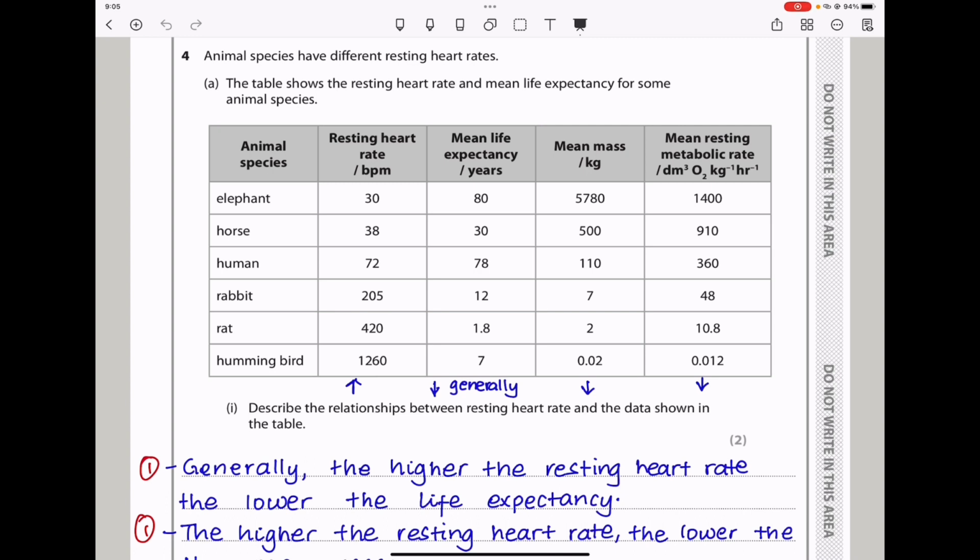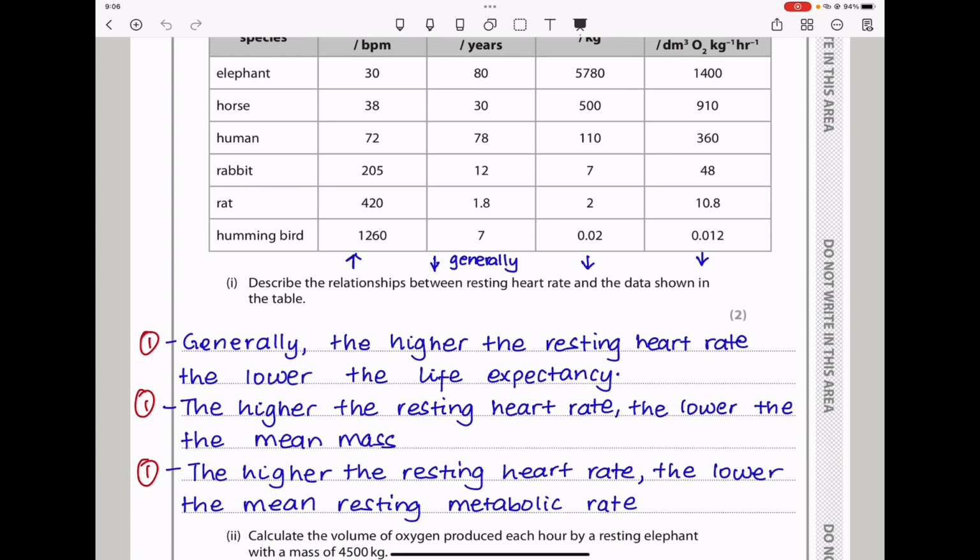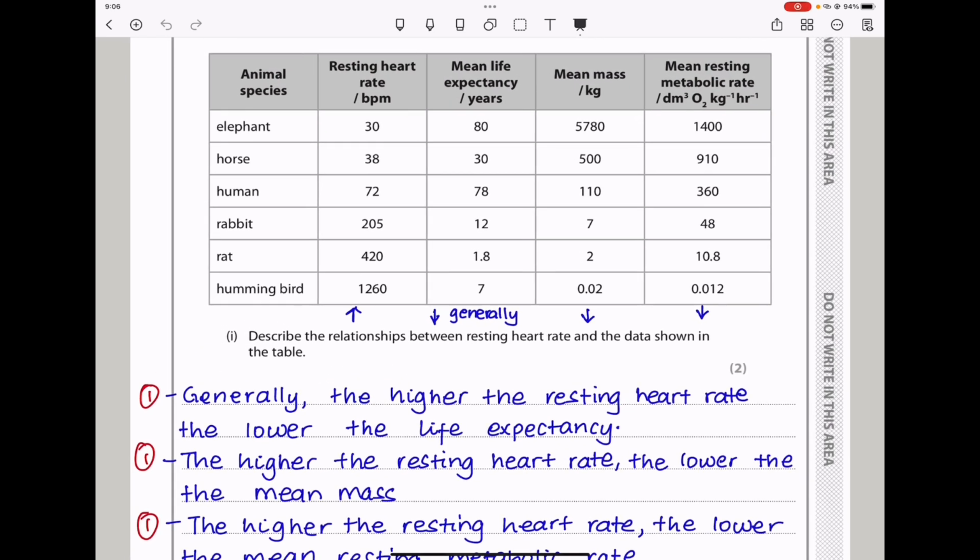And then we can see the mean resting metabolic rate is also decreasing. There is an overall decrease. You can see overall increase as you go down in one column, and overall decrease in the others. So here they say, describe the relationship between resting heart rate and the data shown in the table. So this is going to be resting heart rate. It means I'm going to consider my results in relation to that.